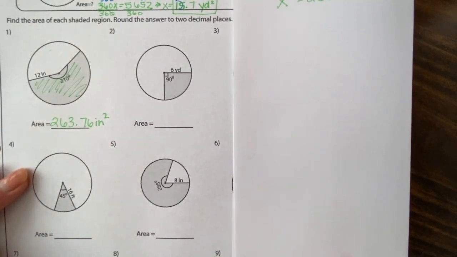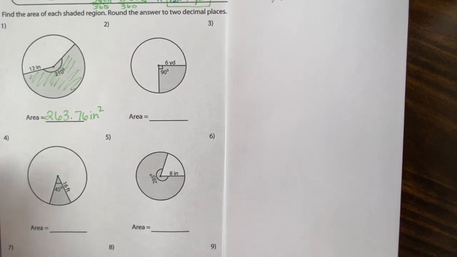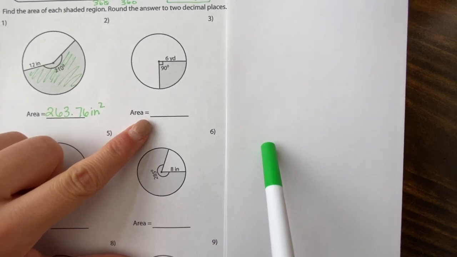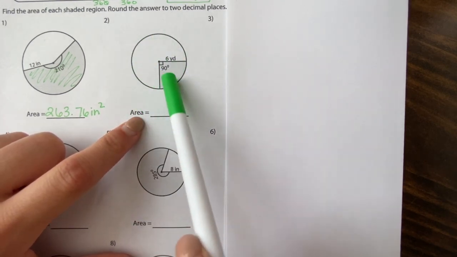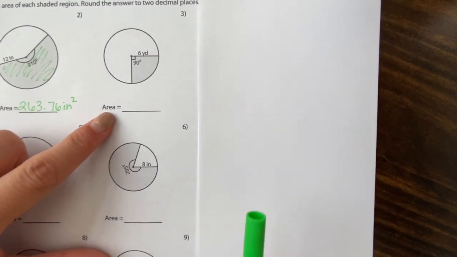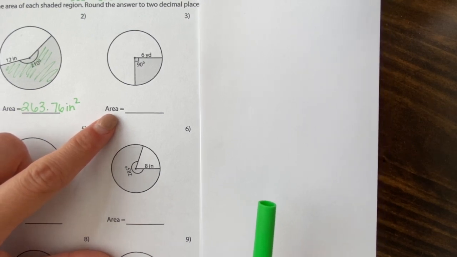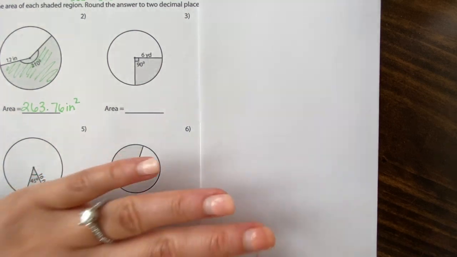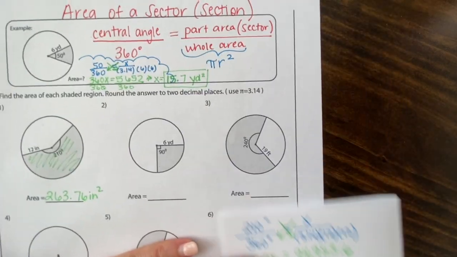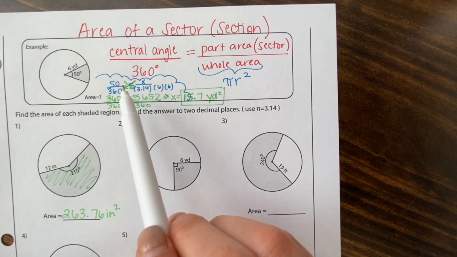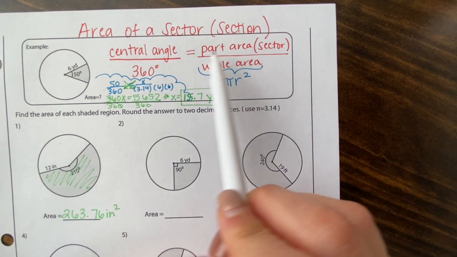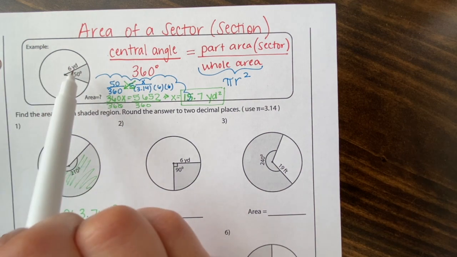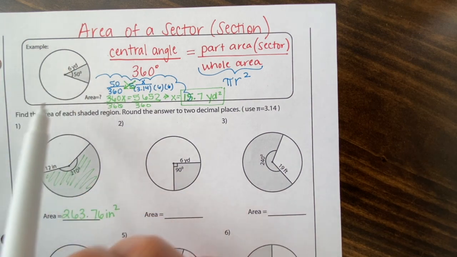All right, so let's go ahead and do number 2. We're going to do number 2 with the proportion, and then I'm going to explain that you could kind of do number 2 a different way as well. We're going to use our same proportion. You're going to need your central angle out of 360 equals the part of the area out of the whole area. So it's the same thing. Part over whole equals part over whole.